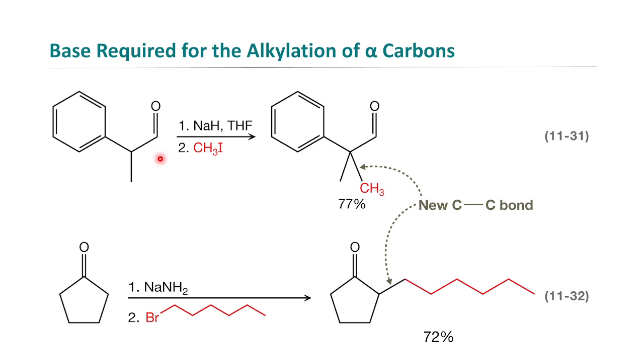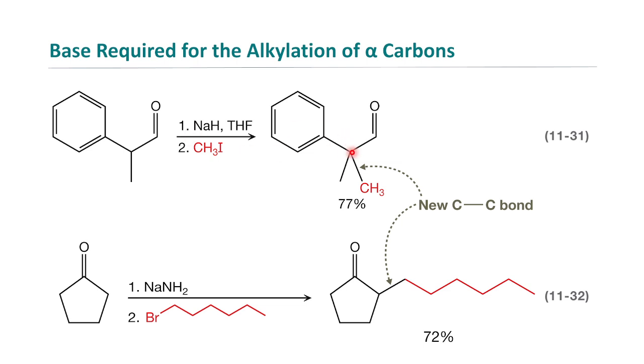So we actually require a base for the alkylation of an alpha carbon. And so what we need here is a bit of base. In this case, we're going to use sodium hydride in THF. And then we're going to treat it with methyl iodide. And so what's going to happen here is we're going to go ahead and take off.